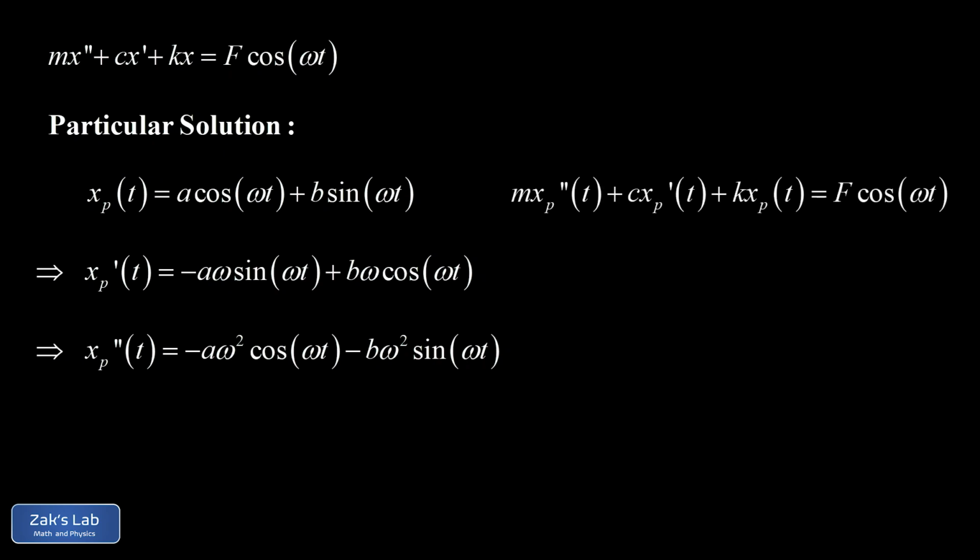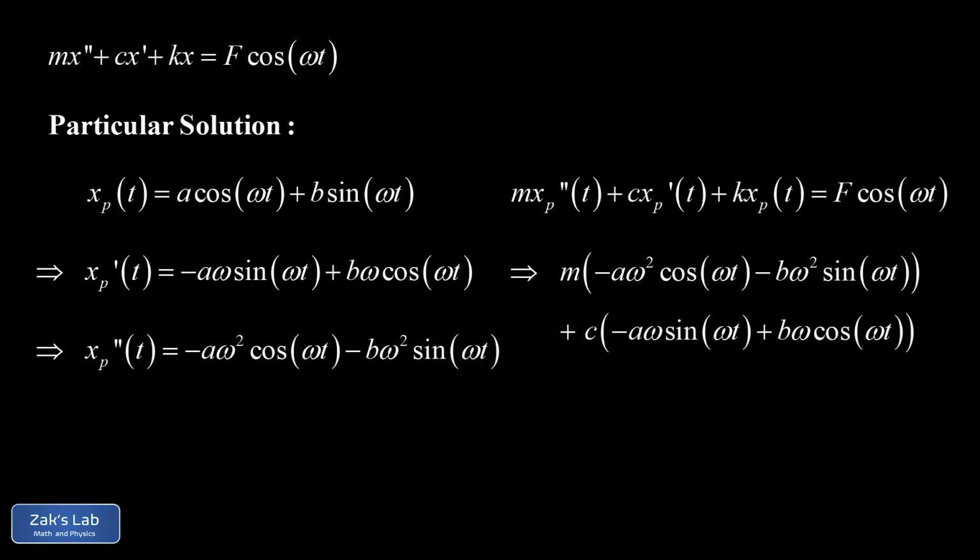There's what it looks like before we put the details in for these derivatives. And now we're going to put in the detail for x double prime. So my differential equation starts with an m times this huge expression for x double prime. That's negative a omega squared cosine omega t minus b omega squared sine omega t. Now we throw x prime in, and this time there's a c attached to that. So I have a c times the quantity negative a omega sine omega t plus b omega cosine omega t.